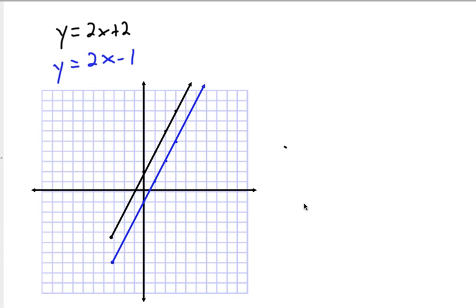And so there is no solution because there's no intersection. There is no xy coordinate that would be true for both of these equations or both of these lines. And so we would consider this no solution.